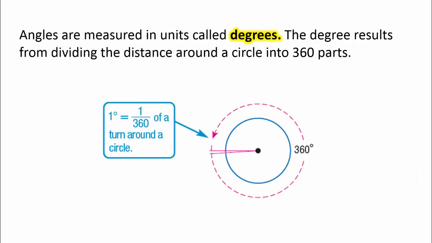Angles are measured in units called degrees. The degree results from dividing the distance around a circle into 360 parts. We are all aware and remember that a complete circle measures 360 degrees.